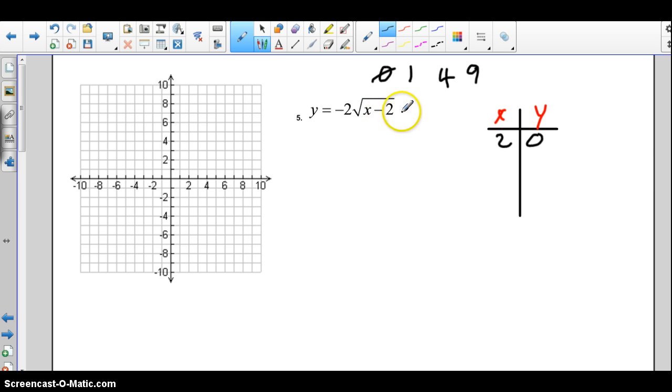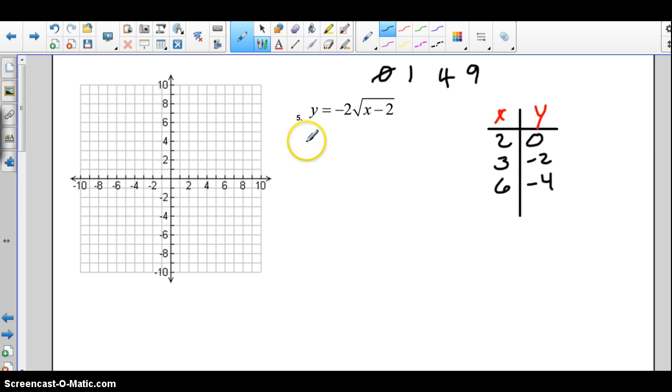What about a 1? What minus 2 equals 1? How about a 3? 3 minus 2 is 1. Square root of 1 is 1. 1 times negative 2, negative 2. Now we need to make a 4. What minus 2 equals 4? How about 6? And we're going to have the square root of 4, which is 2. 2 times negative 2, negative 4.